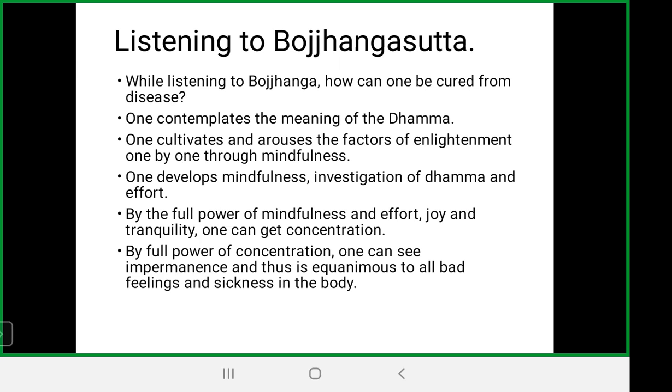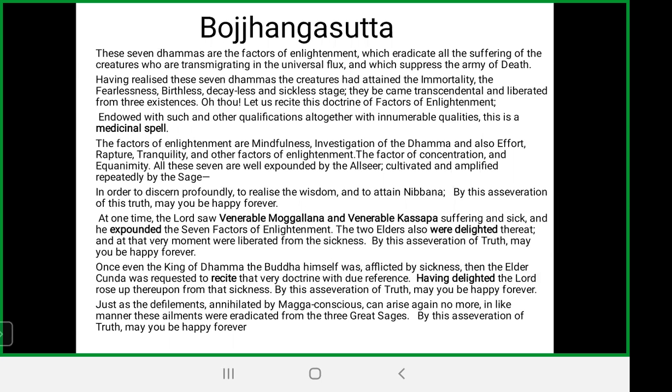By the full power of mindfulness and effort, then joy, piti, and tranquility, passaddhi, arise, and one will get concentration, samadhi. By the full power of concentration, one can see impermanence and be equanimous toward all bad feelings of sickness in the body. That's how one starts to develop, cultivate, and make sure all the factors of enlightenment are developed properly. This is the translation of the Bojjhanga Suttas.